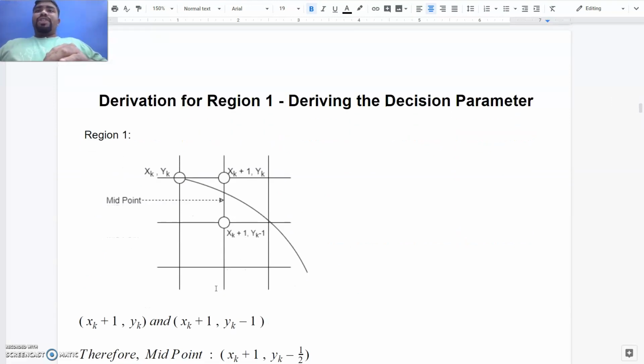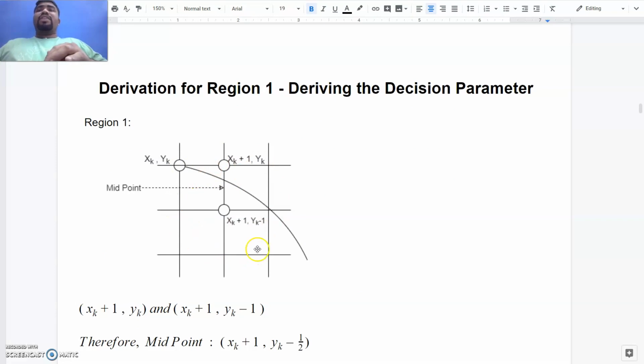So what is the derivation for region 1? We all know region 1 looks almost like the circle equation, wherein we can see that this is the midpoint. This midpoint is going to help us choose whether the next point on the y-axis will be yk or yk minus 1. So we all clearly know the logic.